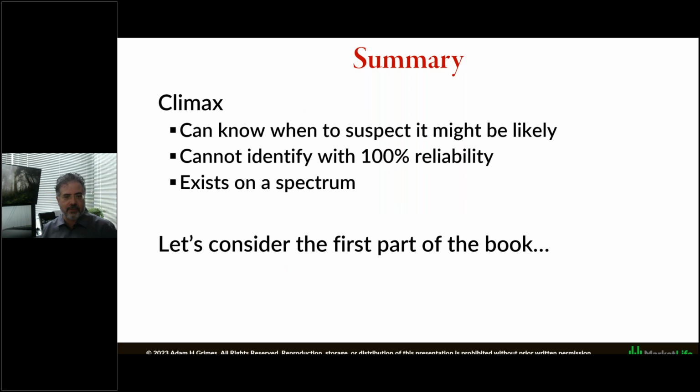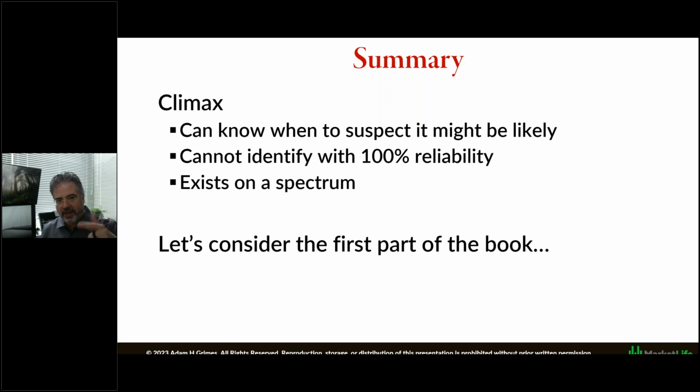Continue with the summary. So I want to turn here in a moment and do a summary of the first part of the book. But climax, we talked about, you can know when to suspect it might be likely, but you cannot identify it until after the fact with 100% reliability. It also exists on a spectrum. It's not a clear thing saying this is climactic. It's appropriate to say this is a little bit climactic. This has elements of climax, and to assess the probability of potential counter trend action based on the strength of that climax.